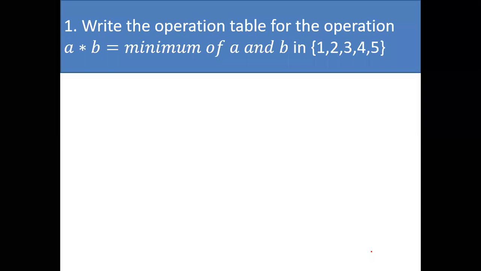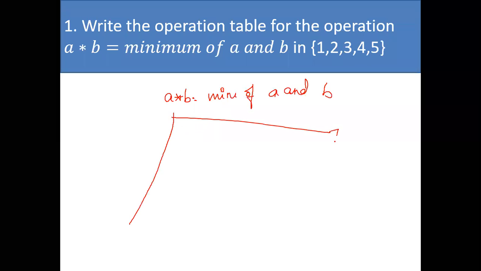What is the question? You have to write the operation table for the operation A star B. How they have defined it: A star B is equal to the minimum of A and B. Operation table. So you have to construct a table. Please bear with my table and all.